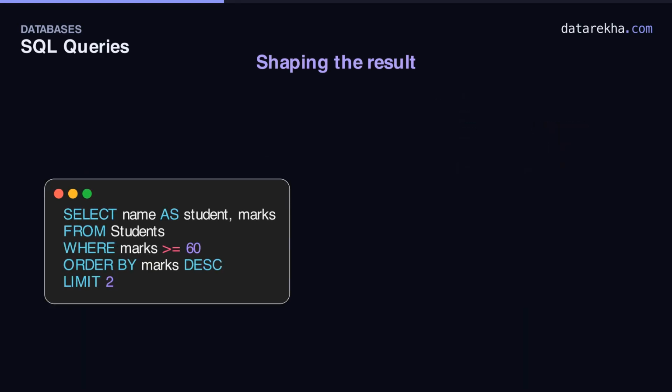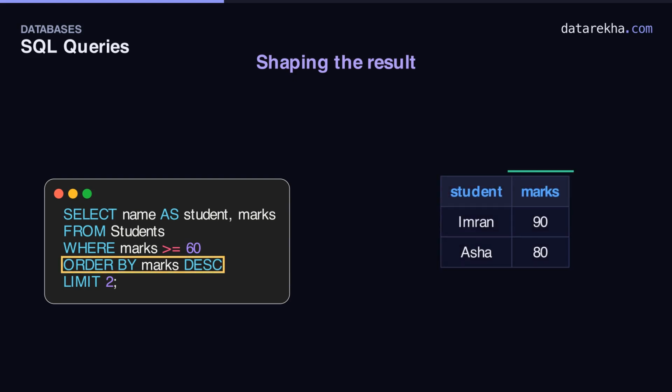AS renames a column in the output. Name becomes student, purely a label. ORDER BY sorts the rows. DESC means highest first, so marks run 90, 80, and so on. And LIMIT keeps only the first few. Here, the top 2. So this query returns the 2 highest scorers, renamed nicely. Imran 90, then Asha 80. Remember one thing: ORDER BY only rearranges rows. It never adds or removes them. LIMIT is what trims the count.